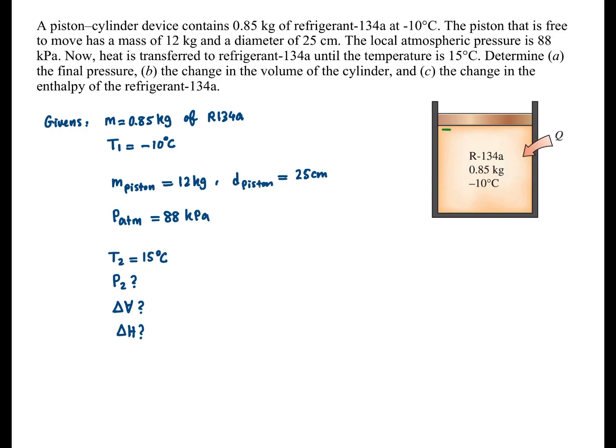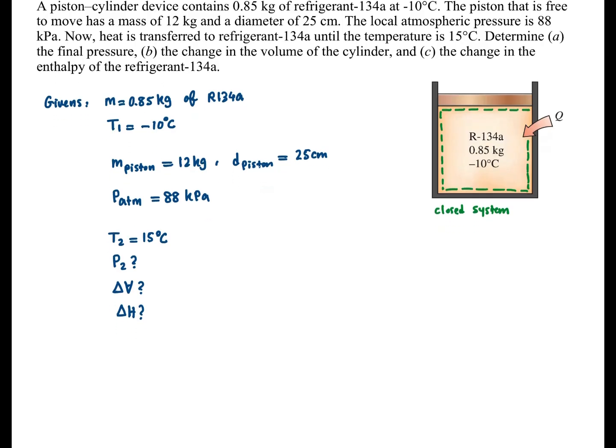I take the refrigerant in the cylinder as the system. It's a closed system because no mass crosses the boundary of the system. Then to solve for pressures, I can use the free body diagram of the piston, write down the equilibrium equation in the y-axis, and solve for the pressures.